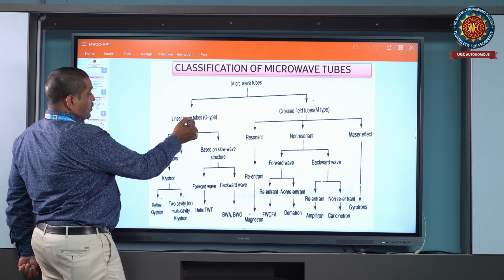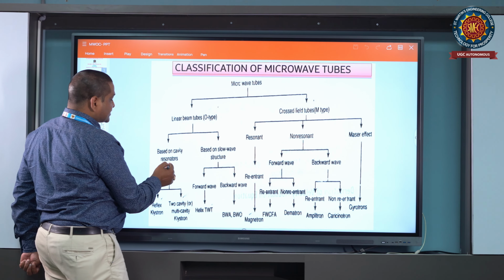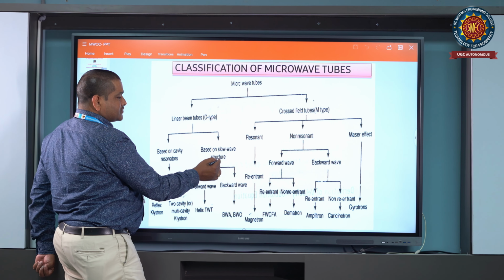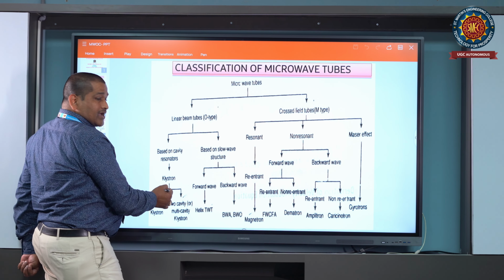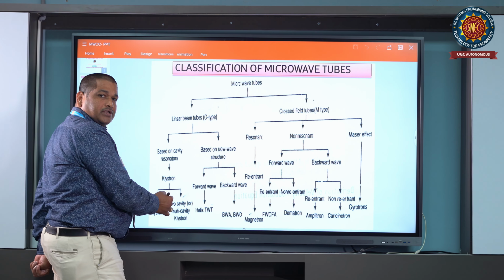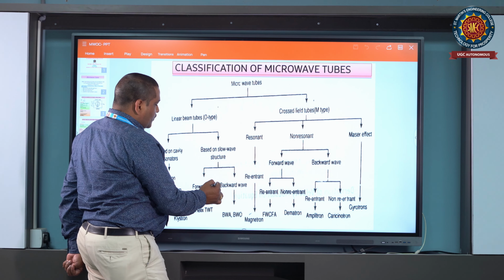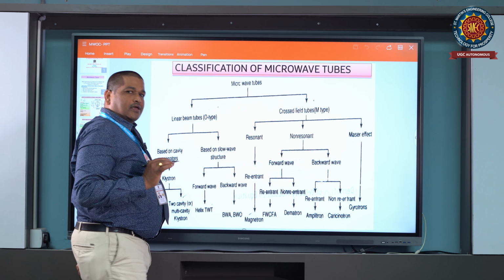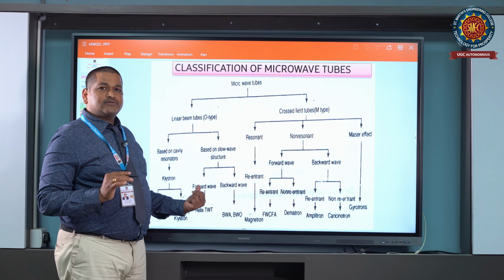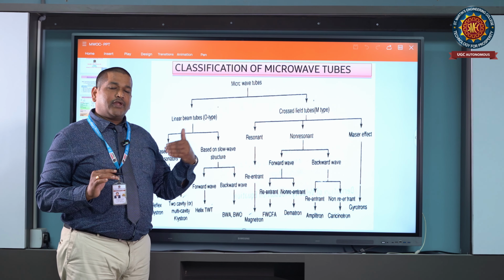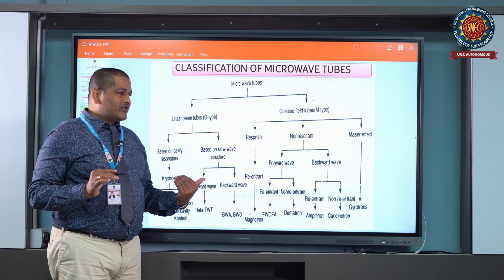This linear beam tube, which is called the original type tube, is divided based on its cavity and also based on a slow wave structure. The devices based on the cavity are called klystrons, which in turn are divided into reflex klystron and two cavity klystron. Based on the slow wave structure, they are classified into two categories: forward wave and backward wave. Forward wave means the electromagnetic wave movement is in the forward direction, whereas backward wave means the movement is in the reverse direction.